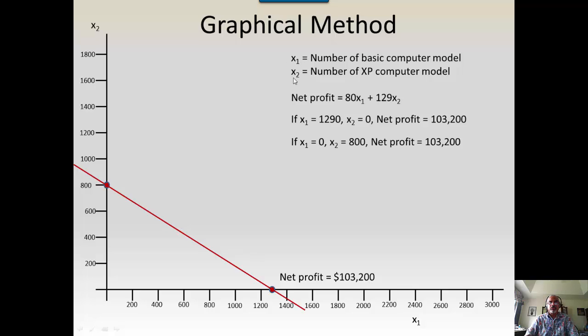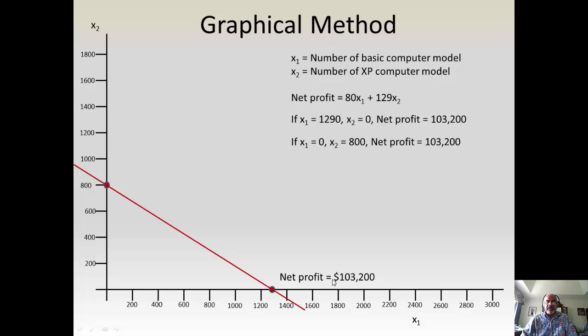The values of x sub 1 and x sub 2 will be different. Okay, so as you come down this line, you will get different combinations of values for x sub 1 and x sub 2. They all will give you the same net profit. Since the profit along this line, for all the different combinations of values for x sub 1 and x sub 2, will be the same at 103,200, this is called an iso-profit line. Iso-profit meaning the same profit.